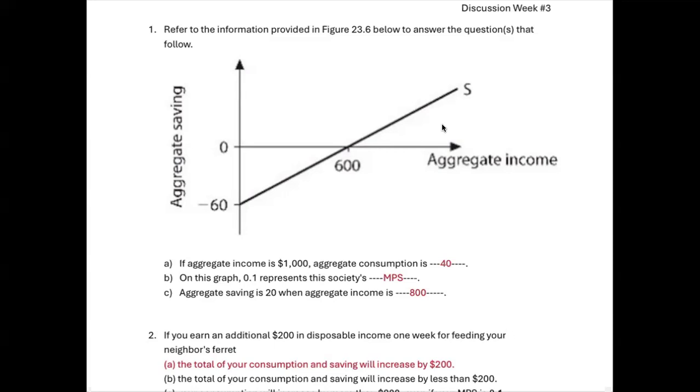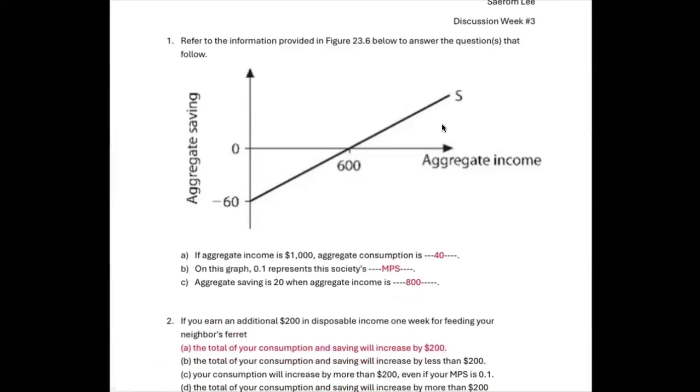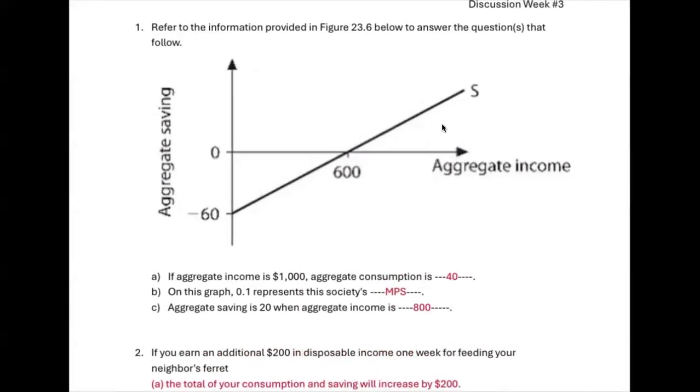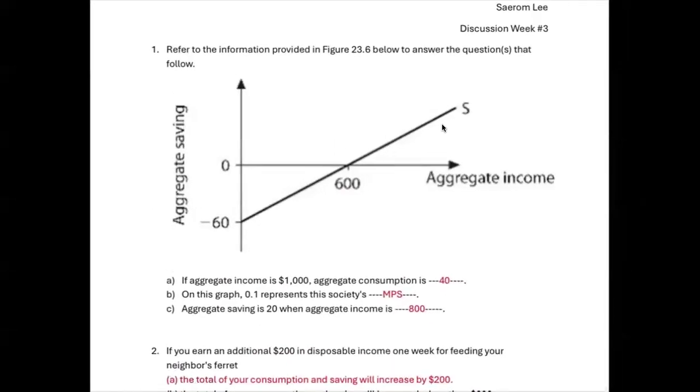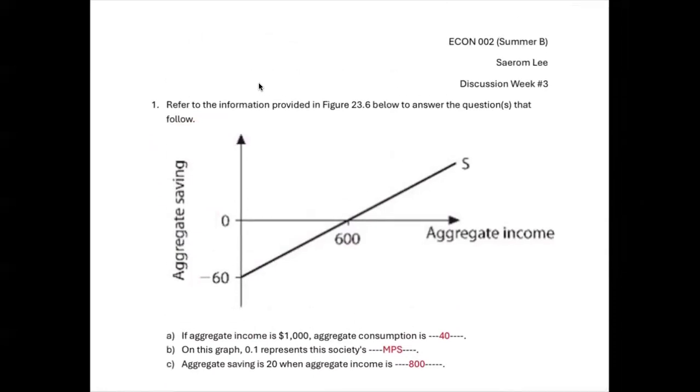Okay, let's look at the first question. The first question's figure is about the aggregate income on the x-axis and the aggregate saving. There are several equations that you need to memorize for this chapter, for this discussion.